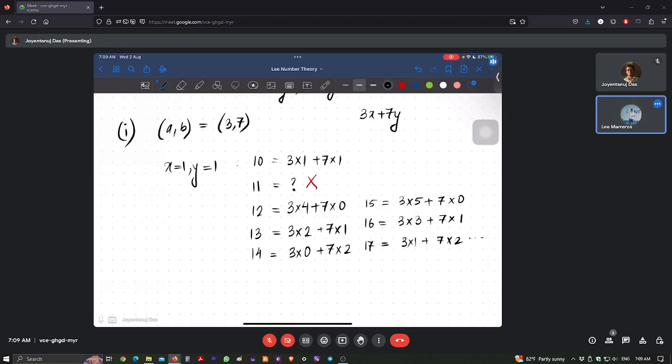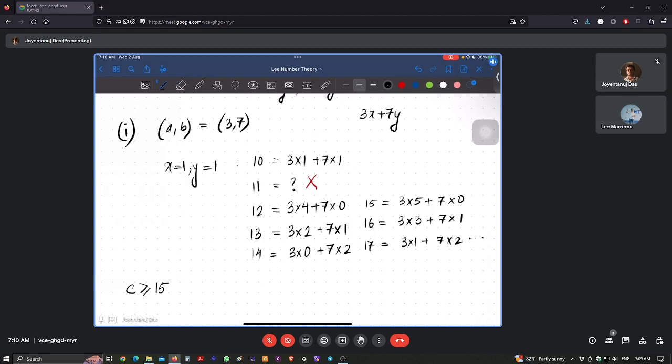So at least 12, 13, 14 I know that it is possible. If I want to show that any number greater than or equal to 15 we can also write in this form, what do we do?